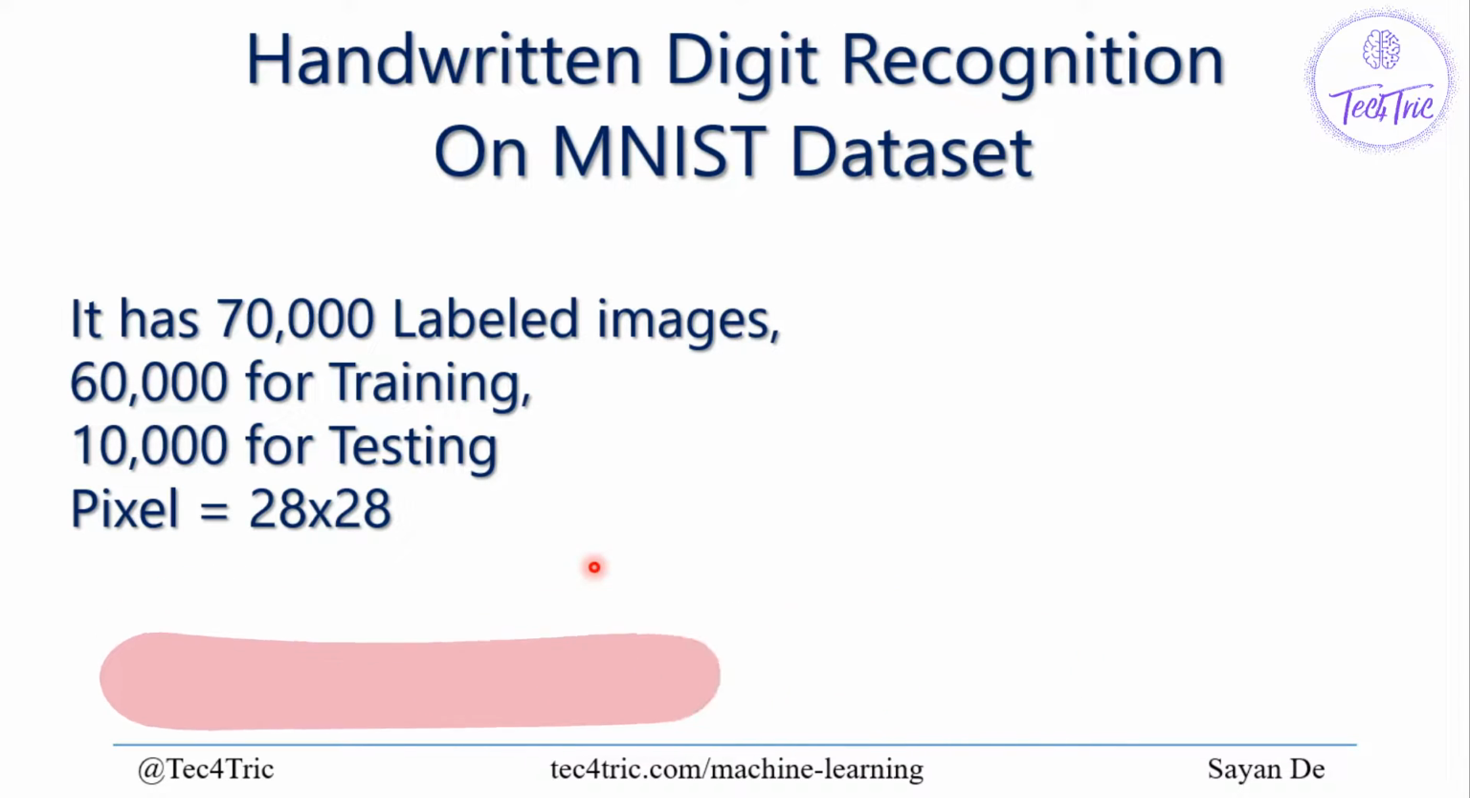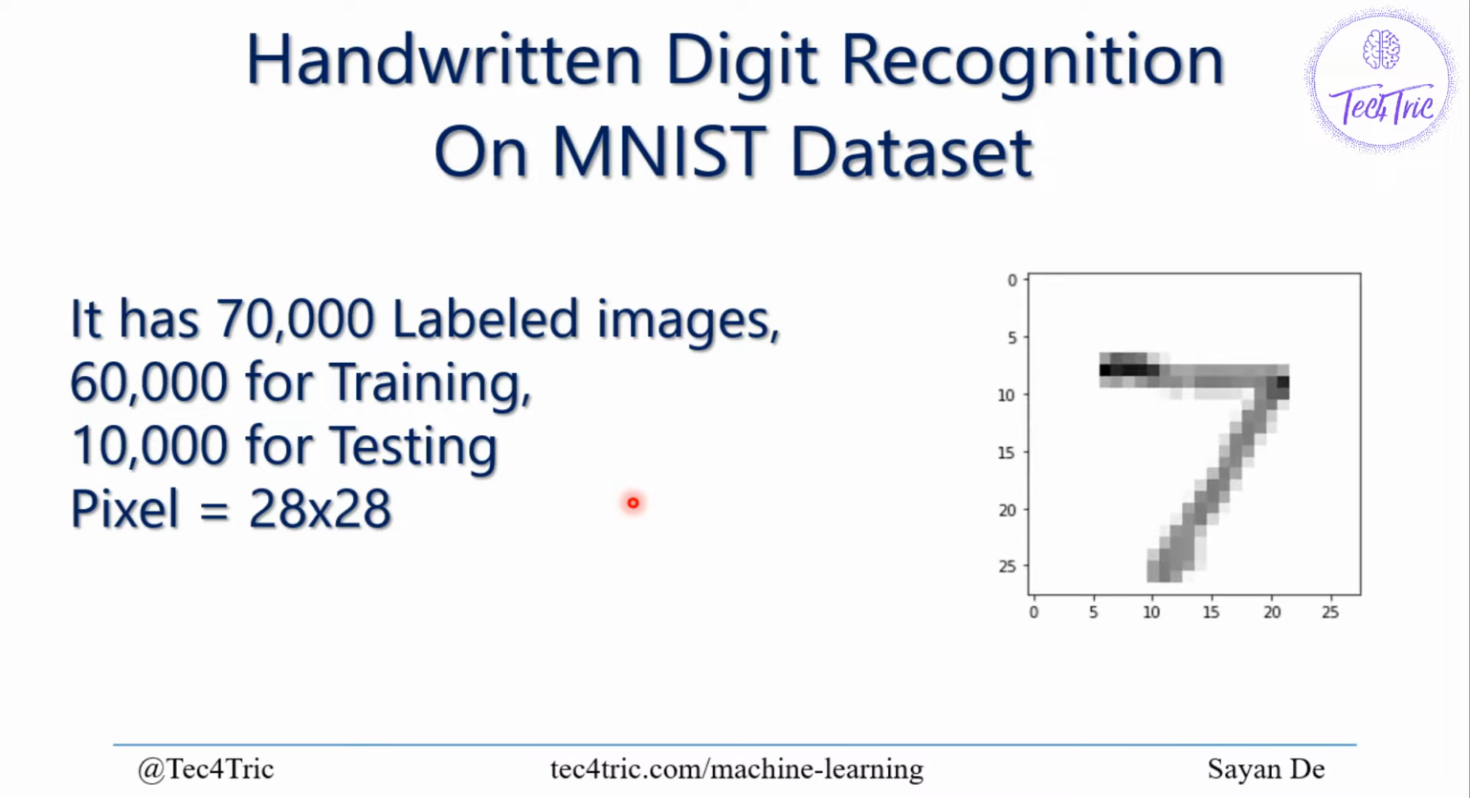So the MNIST dataset has 70,000 labeled images of handwritten digits, where 60,000 are used for training and 10,000 are used for testing. And it has 10 labels or classes from 0 to 9, and each image is 28 by 28 pixels. So our task is to train the model with 60,000 images and then test it with 10,000 images. And this is how a single image looks like.